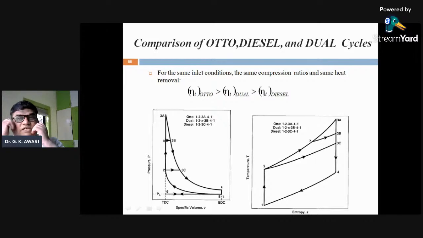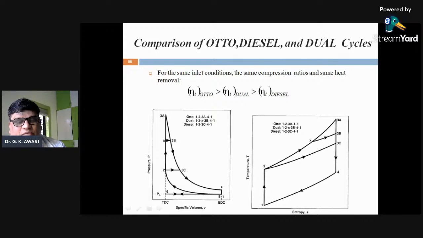So, a comparison of the Otto cycle, diesel cycle and dual cycle for the same inlet conditions, the same compression ratios and the same heat removal: the efficiency of the Otto cycle is greater than the efficiency of the dual cycle, and the efficiency of the dual cycle is greater than the efficiency of the diesel cycle. Try to see that the efficiency of the Otto cycle will be greater than that of the diesel cycle, and the efficiency of the dual cycle is greater than the diesel cycle.